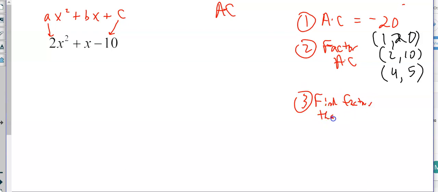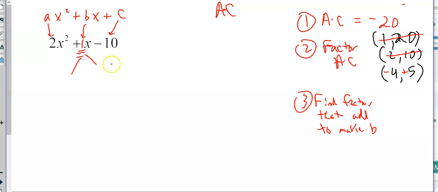that add to make B. When I say B, I mean the coefficient in front of x. In that case, it's 1. So which one of those add up to make 1? 1 and 20 don't add to 1. 2 and 10 don't add to 1. 4 and 5 could, and again, this is negative 20. So if the 4 was negative and the 5 is positive, I think that actually works, right?